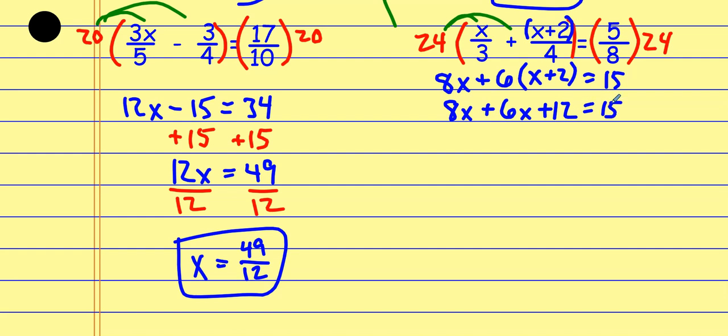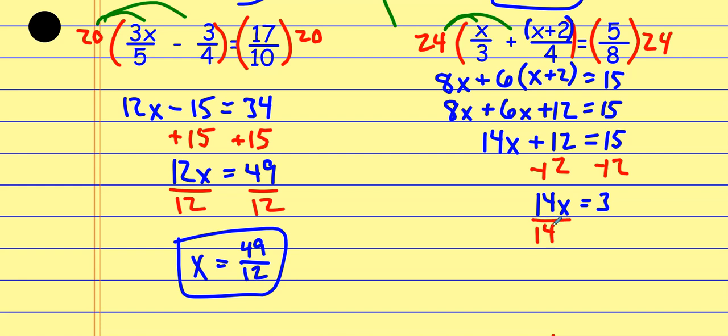I can combine like terms. I'm still simplifying at this point. And now I can finish solving. Subtract the 12 from each side. Whoops. Wrong color. It's got to be blue for this step. And then divide by the 14. And once again, a really pretty answer for us. But there it is. You can always eliminate fractions by multiplying through by the common denominator. Okay?